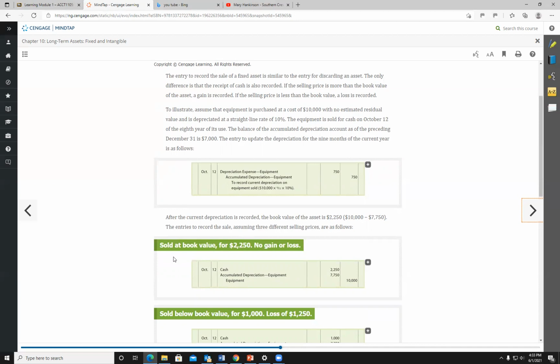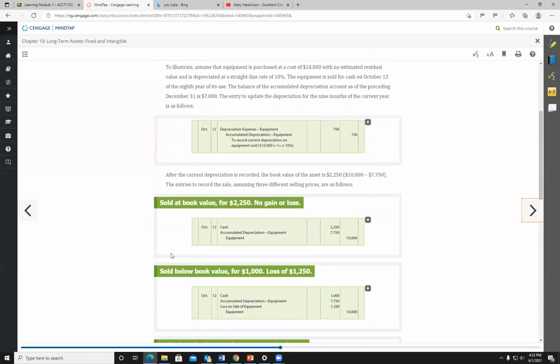Now, if you sold at book value, there's no gain or loss. Okay, so you would record the cash of $2,250.